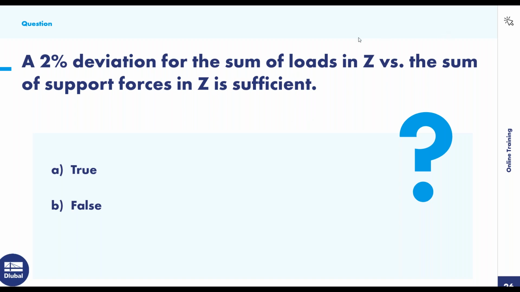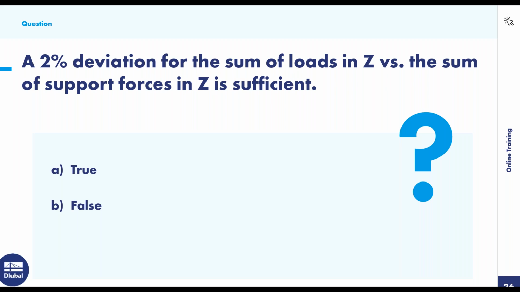All right, so looks like most of you answered false. I see a couple trues. So the statement was a 2% deviation for the sum of loads in Z versus the sum of support forces in Z is sufficient, and that's false.